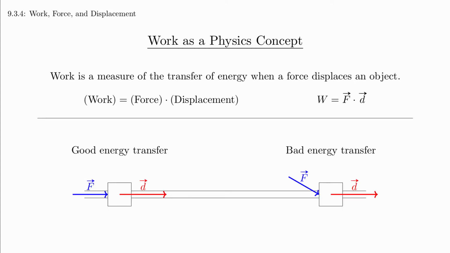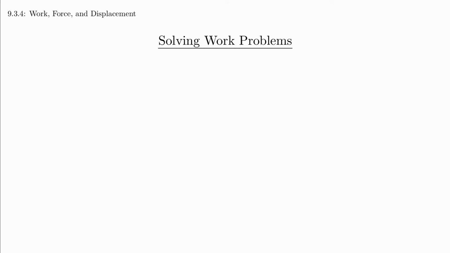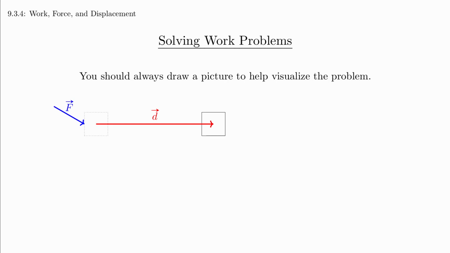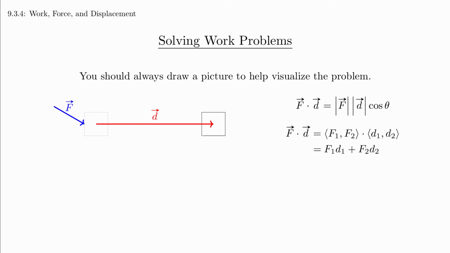If we are pushing a cart along a track, we do a better job of putting energy into the cart if we push parallel to the track instead of at an angle. The more the force aligns with the motion, the more energy is transferred. When solving one of these work problems, you will want to draw a picture to help identify the force and the displacement. From there, just take the dot product of the vectors.